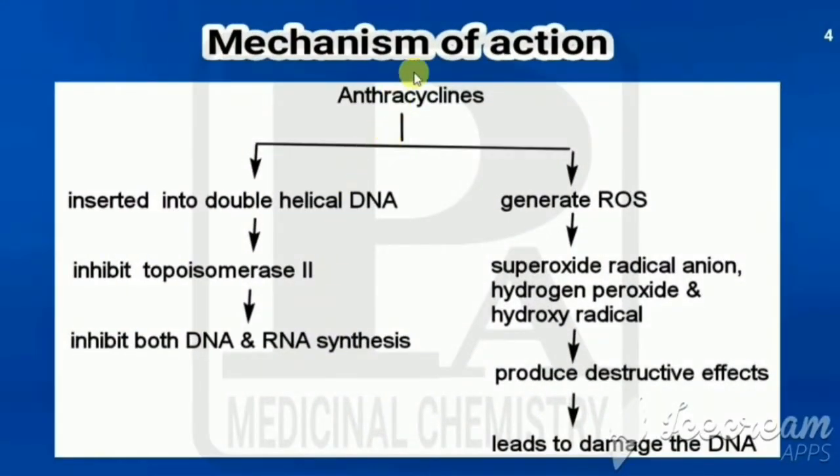Now, we will see the mechanism of action of anthracyclines. The anthracyclines, first they are intercalated, that is inserted into the double helical DNA. Then they inhibit the enzyme called topoisomerase II. After inhibiting that enzyme, it will inhibit both DNA and RNA synthesis, and it also generates ROS, that is reactive oxygen species. Already we have come across that. What are they? Superoxide radical anion, hydrogen peroxide and hydroxy radical. They produce destructive effects and lead to damage of the DNA.